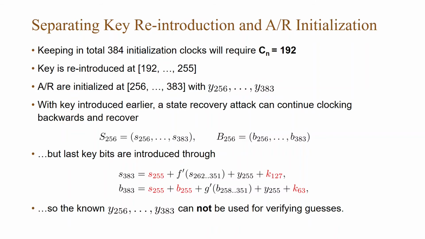Now, since the key will now be introduced earlier, a state recovery attack can continue clocking backwards in order to recover the state S256 and B256. But the last key bits that are introduced are now introduced through S383, where we introduce K127, and B383, where we introduce the key bit K63. We can see in the equations here that we use Y255 in these equations, but since we have the known bits Y256 until Y283, these bits can now not be used for verifying our key guesses.